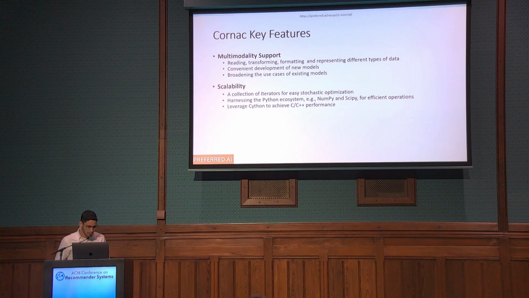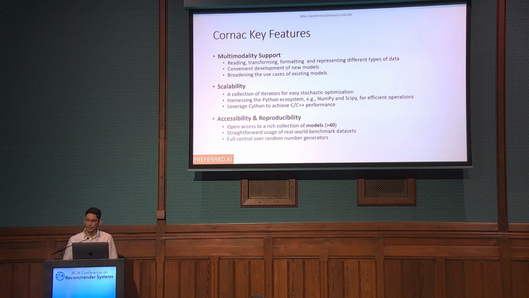And then there are also a number of things in Cornac that help you build scalable recommender models. Those are iterators for easy stochastic optimization, either on the user side, item side, or the user-item ratings. We also harness the Python ecosystem as much as we can, using NumPy and SciPy, for example, for efficient matrix operations on sparse matrices and other related operations. And for certain models we also use a lot of Cython, which helps to get performance comparable with C or C++ code.